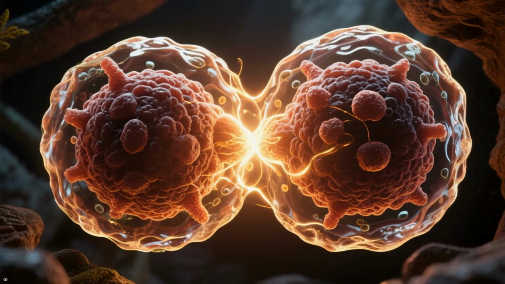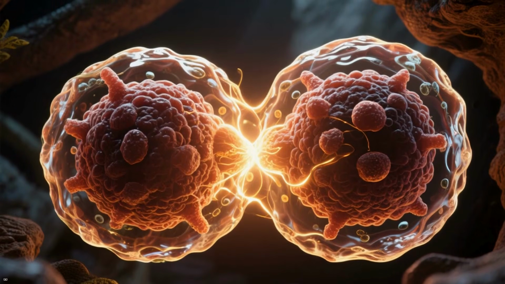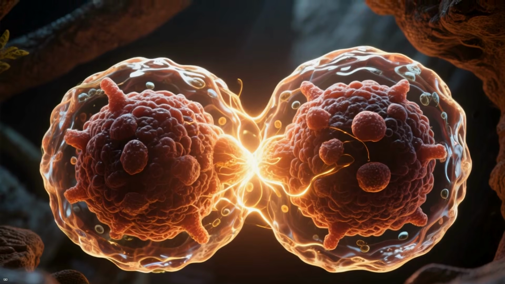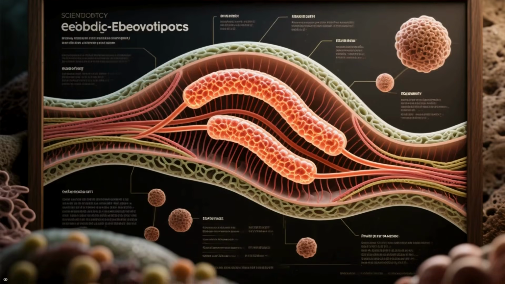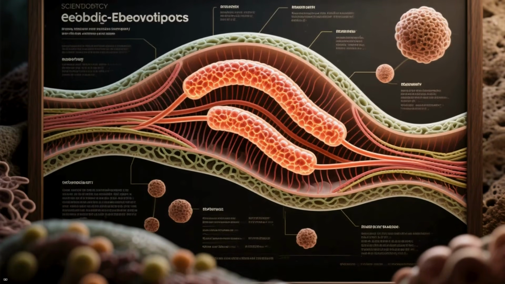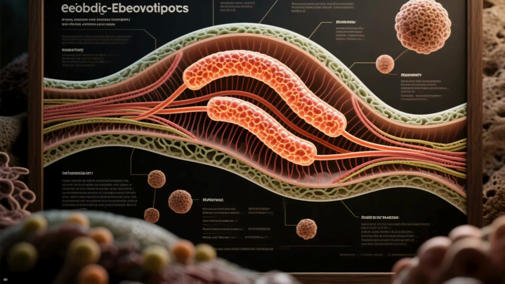The next leap was an incredible act of teamwork. One cell engulfed another, but instead of digesting it, they formed a partnership. This is how our cells got mitochondria, their power plants. It's the birth of the complex eukaryotic cell, the ancestor of all plants and animals.